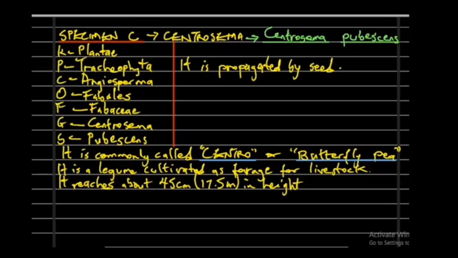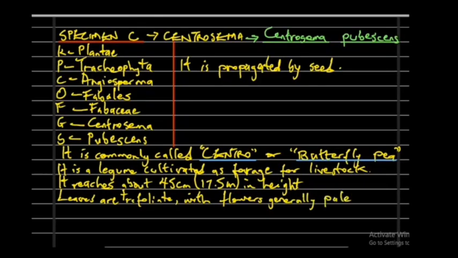The leaves are trifoliate, and they have flowers that are generally pale violet with darker violet veins. I will show this to us shortly.